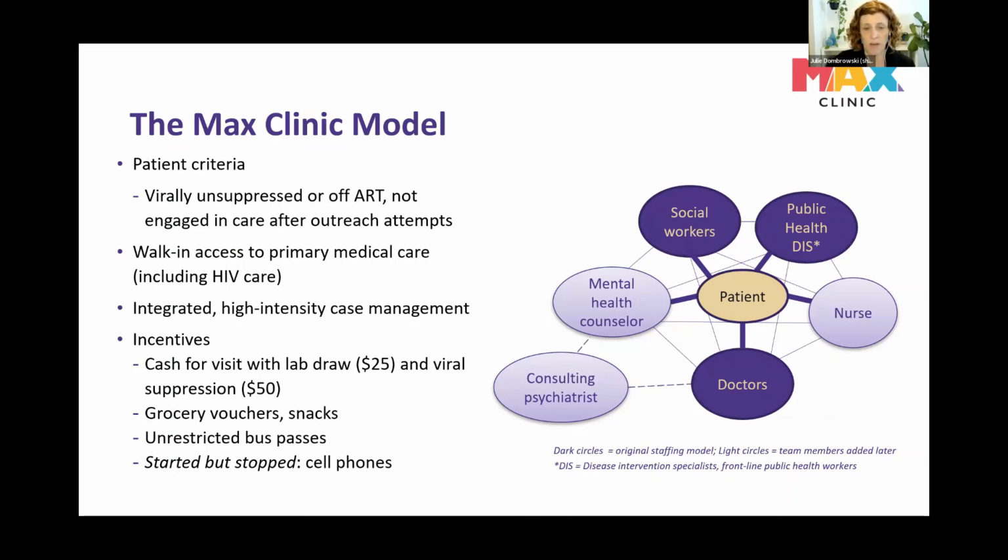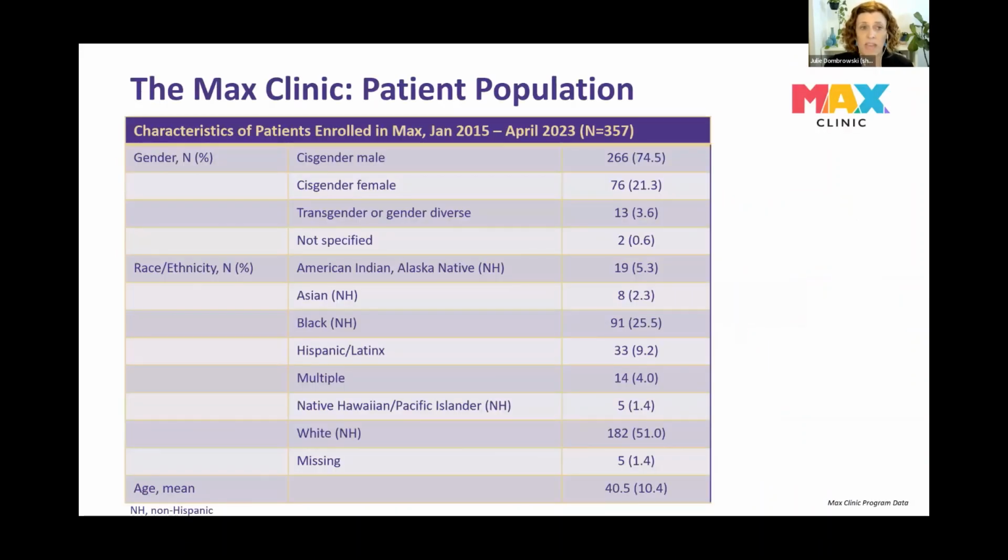On the right, you can see our model. I'll talk about that a little more later, with the dark circles representing where we started and the expanding light circles, our current model. So the patient population enrolled in MAX Clinic is relatively small, a focused group of high need patients. And this table summarizes the 357 patients enrolled from 2015 to April of this year.